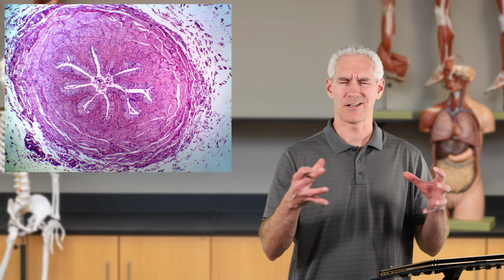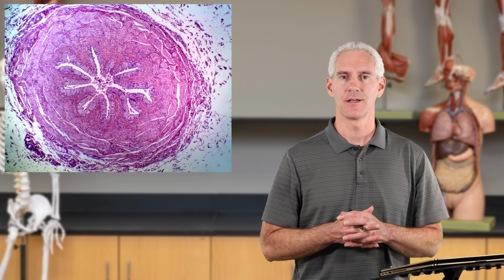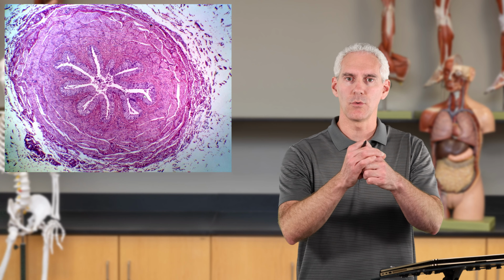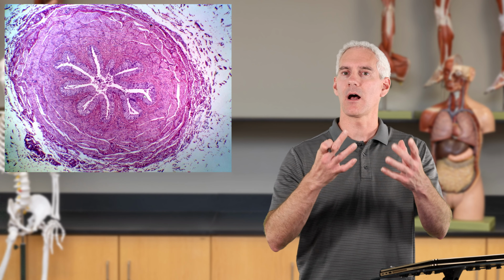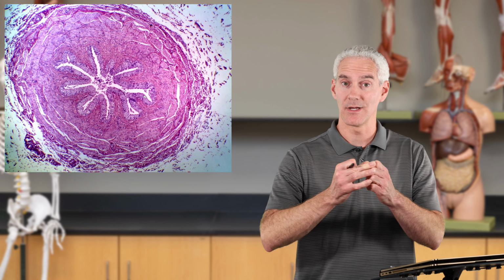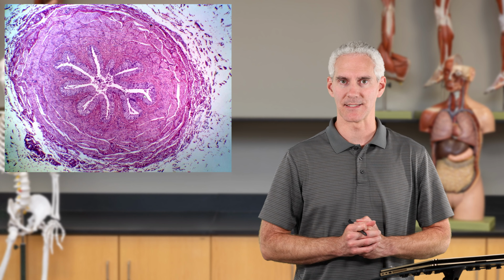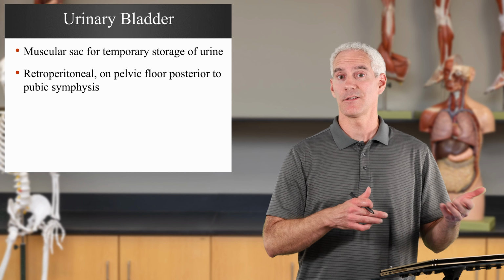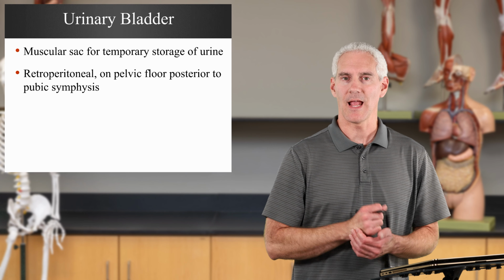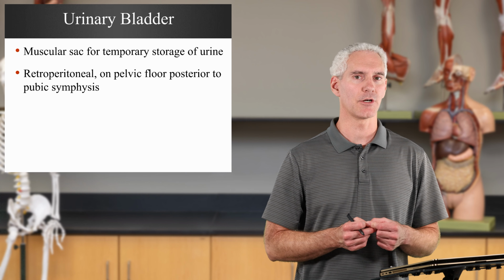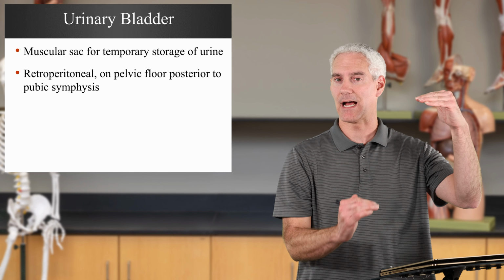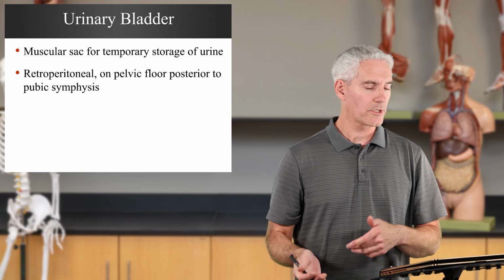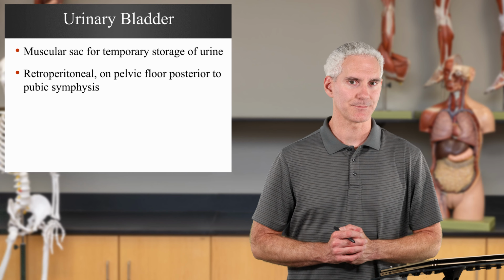If you're thinking it's kind of collapsed, sure it is. As the urine travels through, it can open it up, allowing that transitional tissue to stretch or distend. And that's it. Ureter, done. It's literally just carrying the urine from the kidneys down to the urinary bladder. Which means we're on to the urinary bladder.